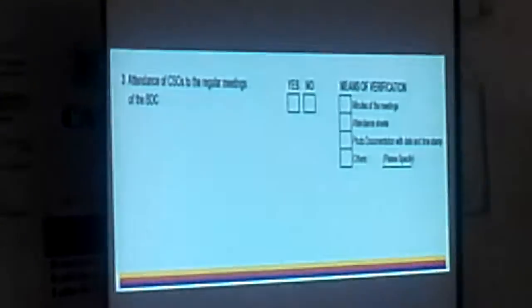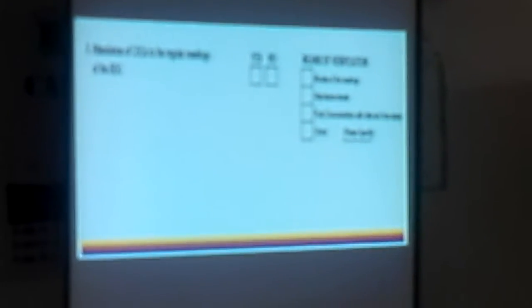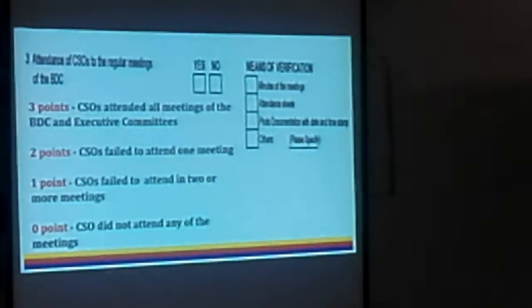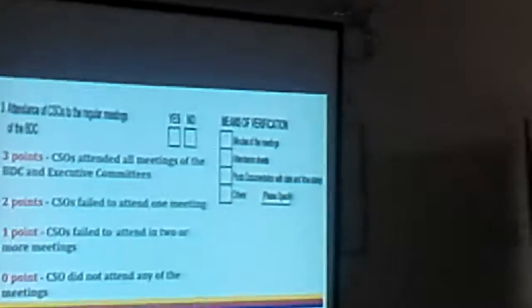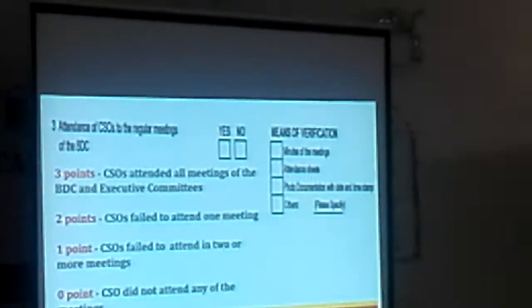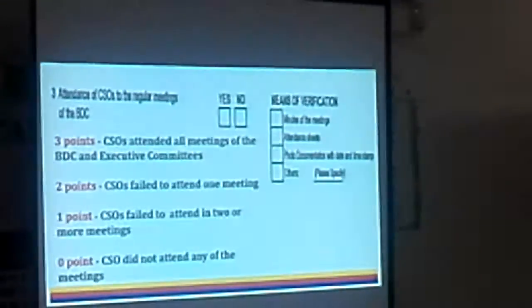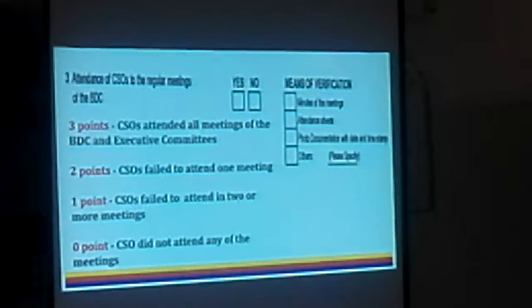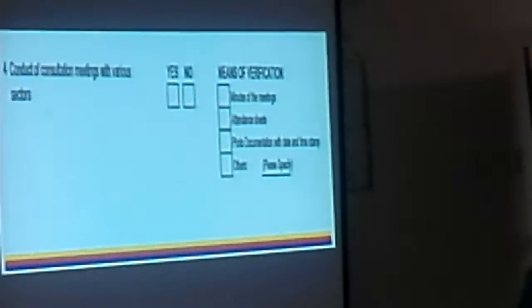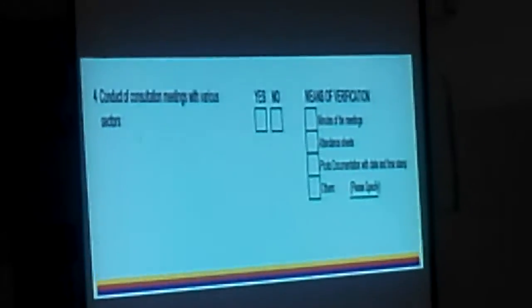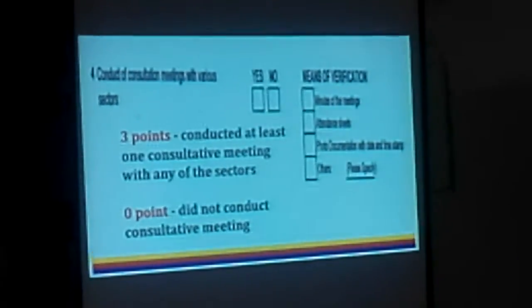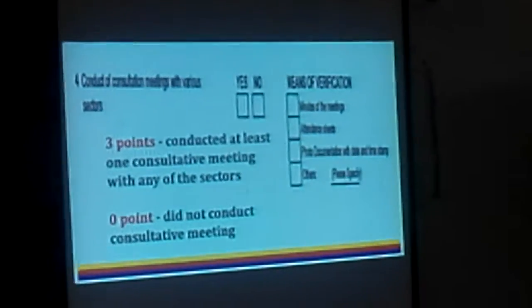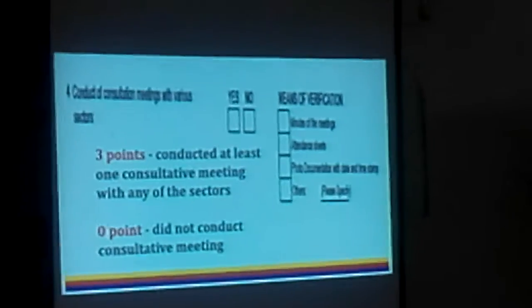Attendance of CSOs to the regular meetings of the BDC. Means of verification: minutes of meetings, attendance sheet, photo documentation with date and timestamp. So 3 points for CSOs attended all meetings of the BDC and Execom. 2 points, CSOs failed to attend 1 meeting. 1 point, CSO failed to attend 2 or more meetings. 0 point for CSO did not attend any of the meetings. Conduct of consultation meetings with various sectors, means of verification po: minutes of meetings, attendance sheet, photo documentation with date and timestamp. 3 points, conducted at least 1 consultative meeting with any of the sectors. 0, did not conduct any consultative meetings.